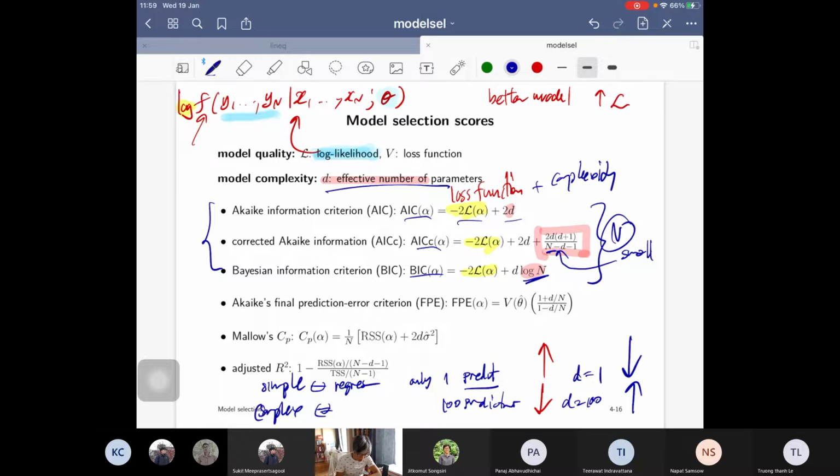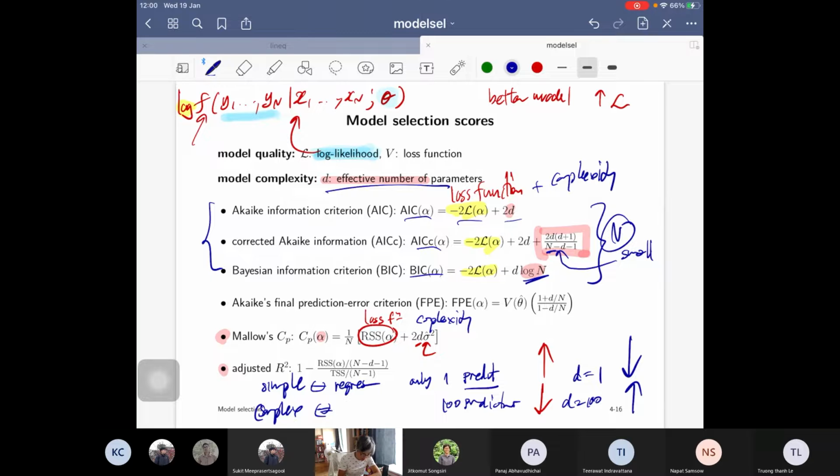I'm going to go over Mallows' Cp. Mallows' Cp is the criterion that is associated with the linear regression model. All right. The parameter alpha here refers to model complexity. So it's the residual sum of squares, which is the loss function, plus D, the number of parameters, times the estimate of noise variance. So the second term refers to the complexity.